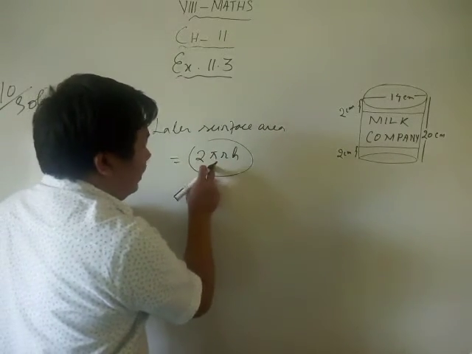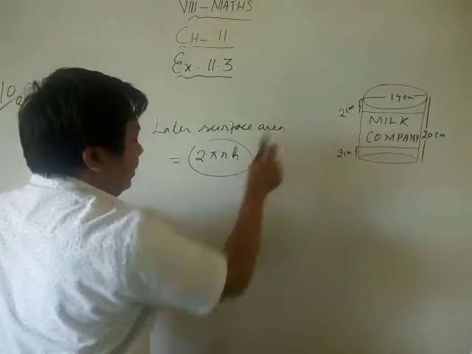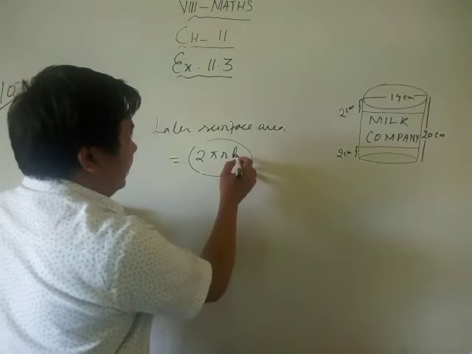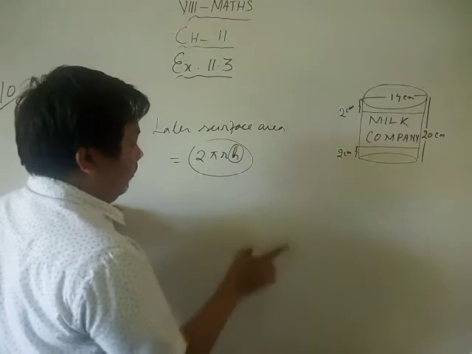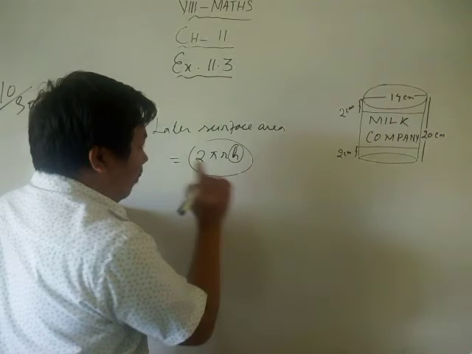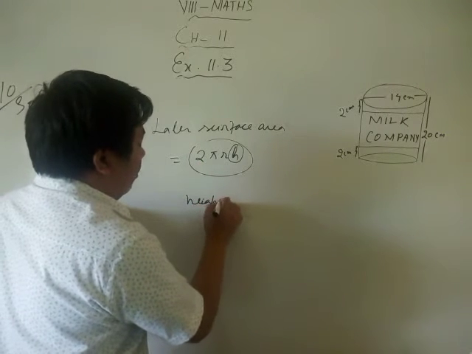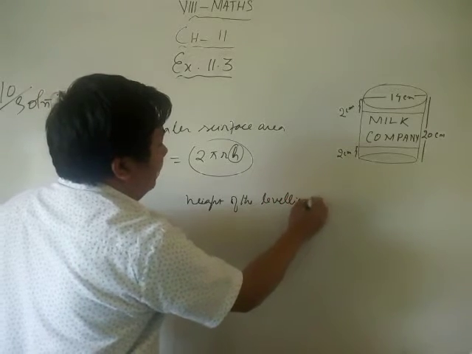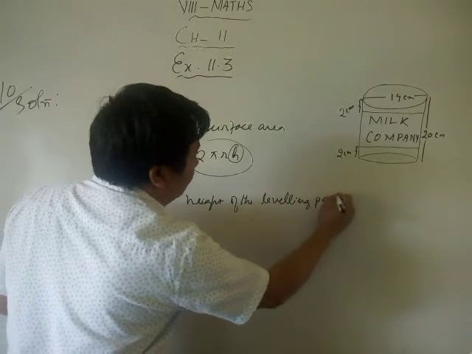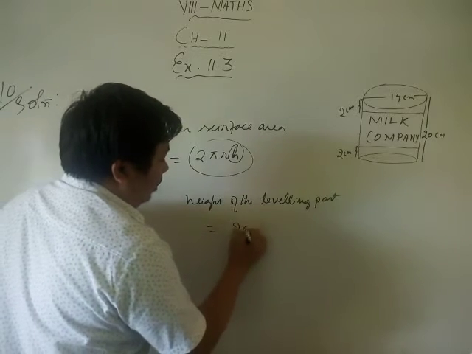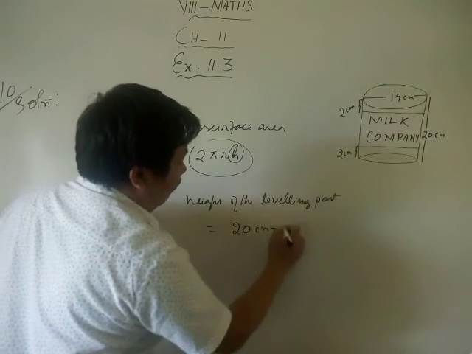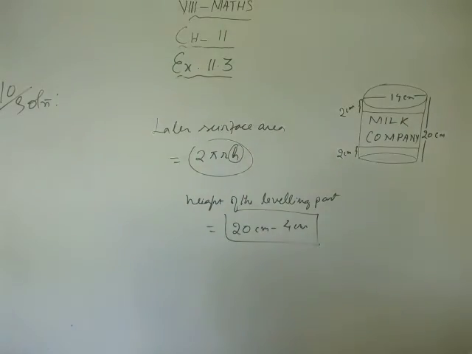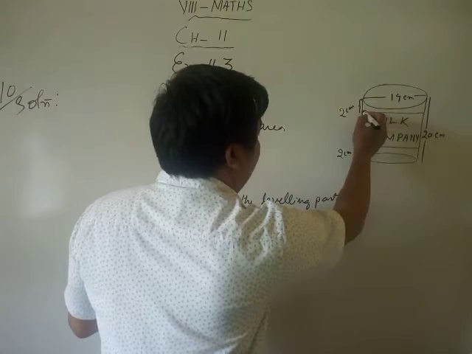2, and the pi is okay. R, the radius, is found from the diameter. What about the height? This height is what you have to be careful with, because it is the height of the label. The height of the labeling part of the can will be 20 centimeter minus 4 centimeter.